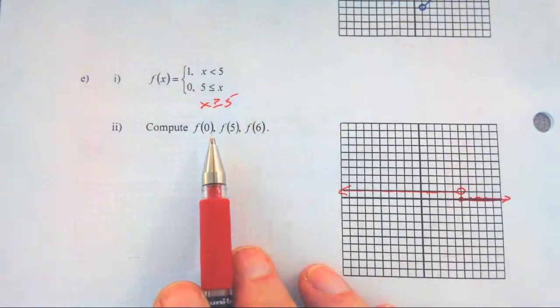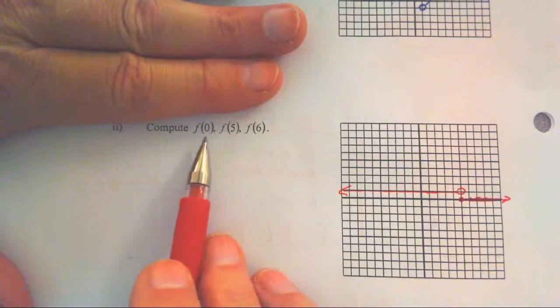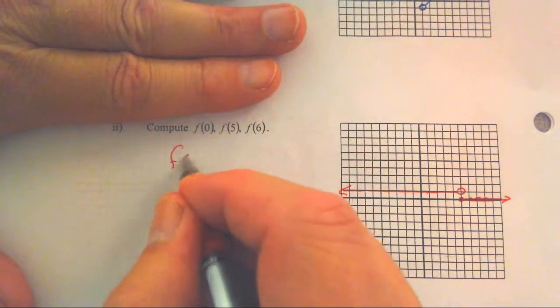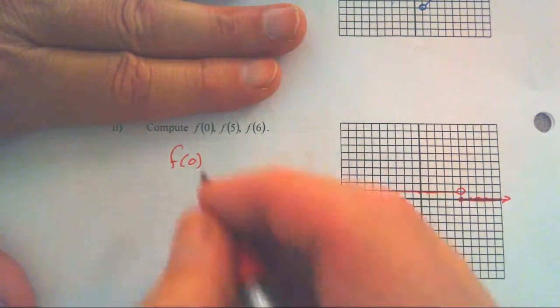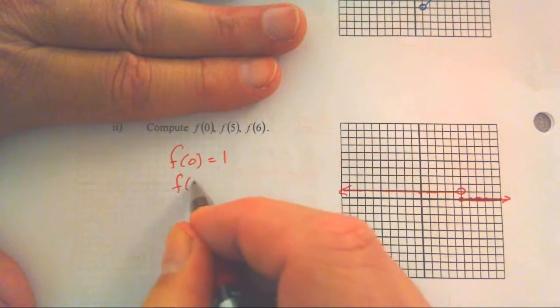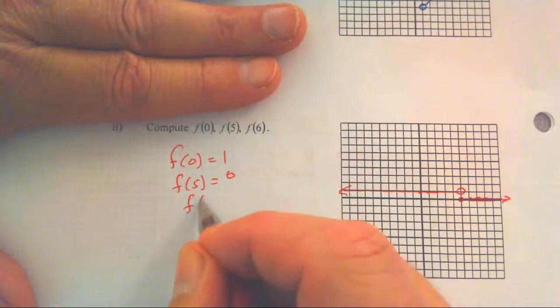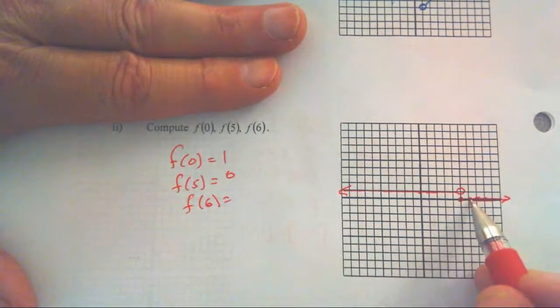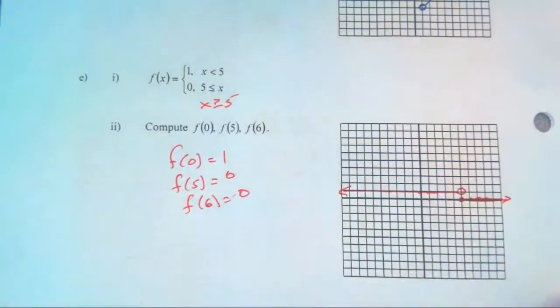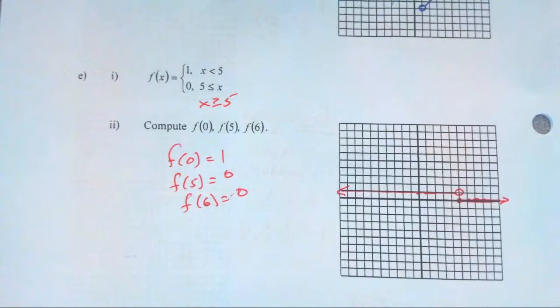And now, let's say we didn't see this. I don't even need that to solve these. F of 0, the height at 0, is 1. F of 5, the height at 5, is 0. And F of 6, the height at 6, is 0. Simple, right? Okay.